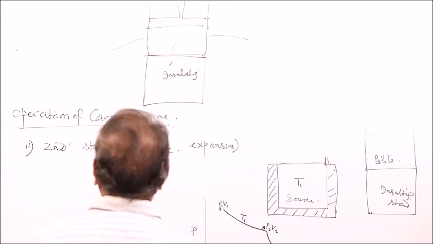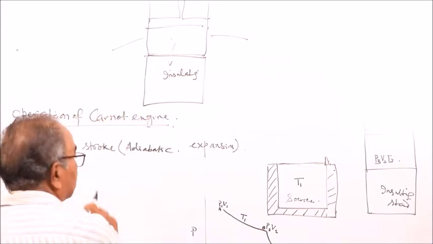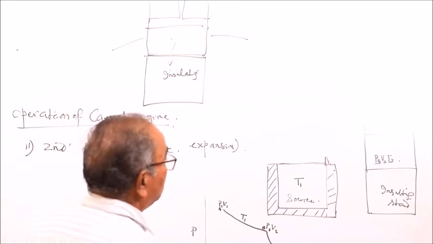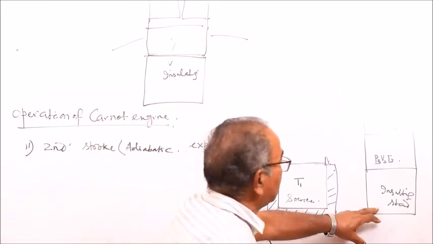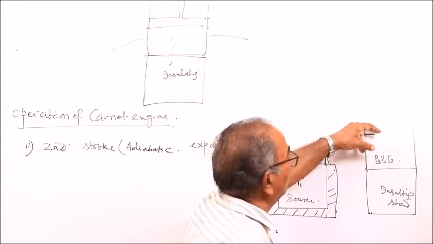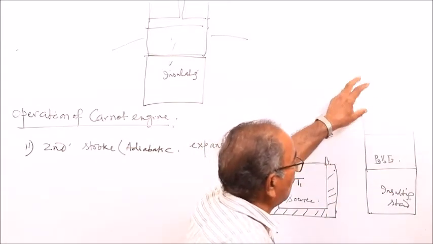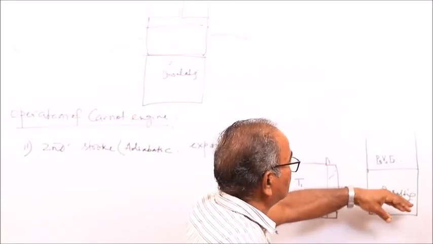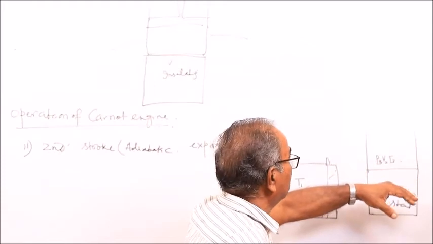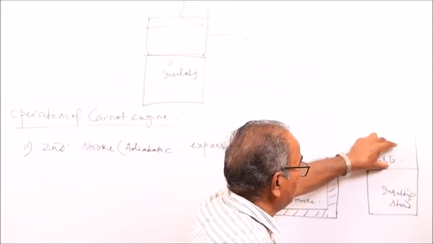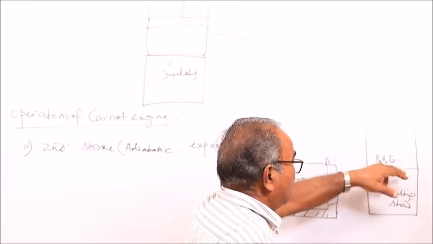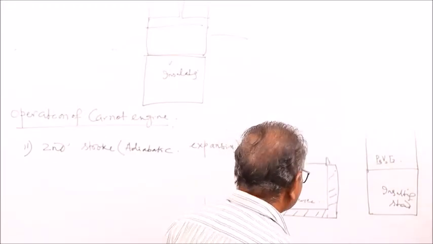Second stroke, adiabatic expansion, or second operation. The cylinder with movable piston is placed over the insulating stand, and because of inertia, this gas will expand and move the piston upward. It does not receive heat from the outside or give heat to the outside. So the quantity of heat remains the same, but there is expansion. This is called adiabatic expansion.